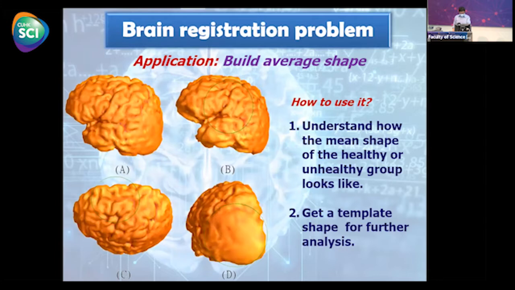Yeah, so one of the applications is, for example, to build the average brain, right? If you have a healthy group and an unhealthy group, what we want to do is understand how the mean brain of the healthy and unhealthy groups looks like, such that you can do some kind of statistical analysis, or you can also get a template shape for further analysis. So this is just one of the applications for the registration. Yeah. So this is sort of like a pre-process before we can do any further analysis.